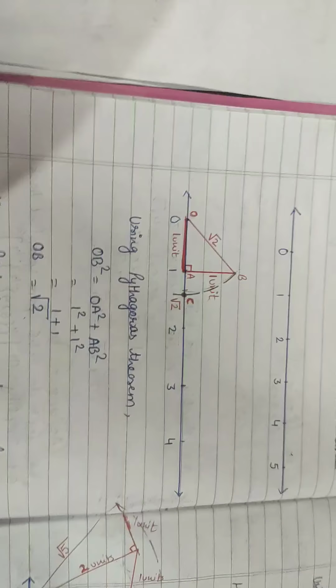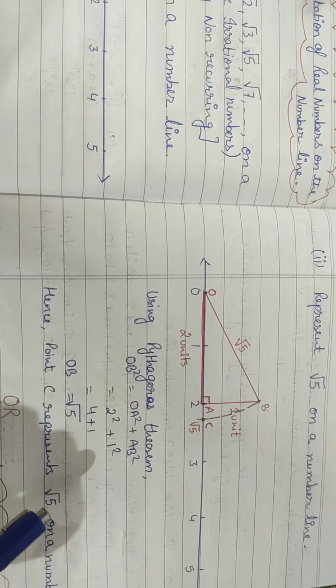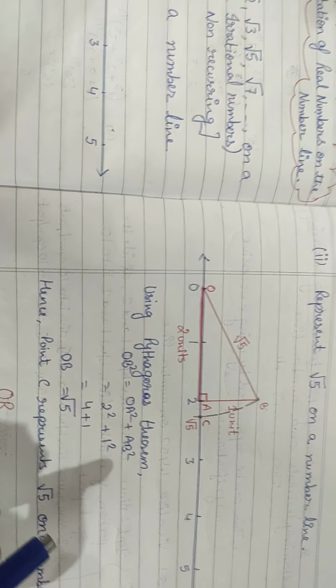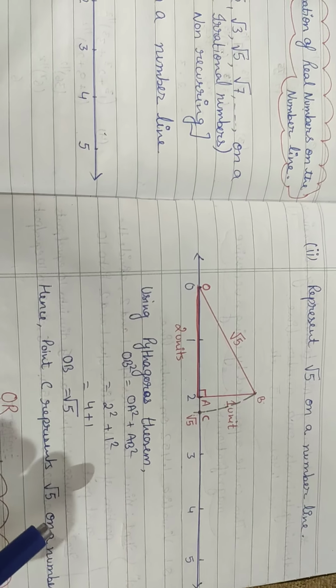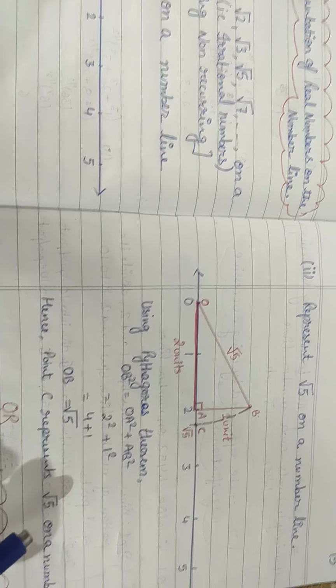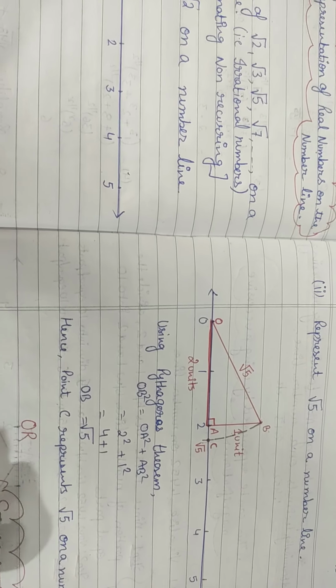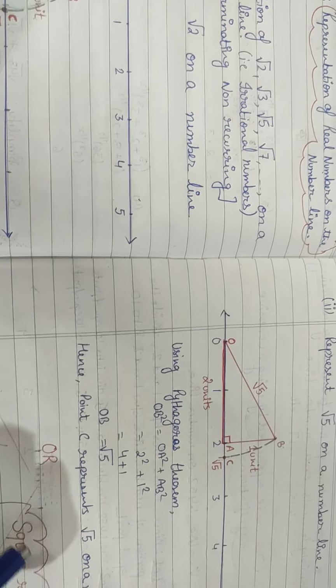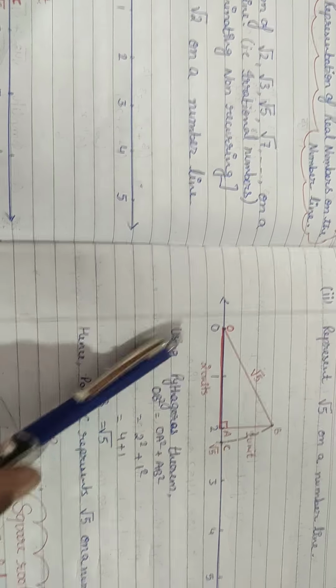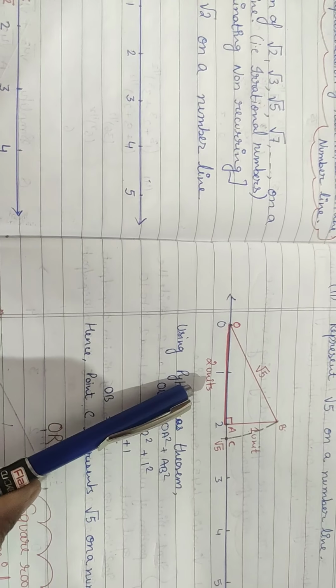Let us see one more example. Root 5. Now how to represent root 5 on a number line? Let us see. Here again I am going to use the same concept: 1 square is 1, which is less than 5, 2 square is 4, which is again less than 5, 3 square is 9, which is greater than 5. So here I am going to take this base distance as 2 units.